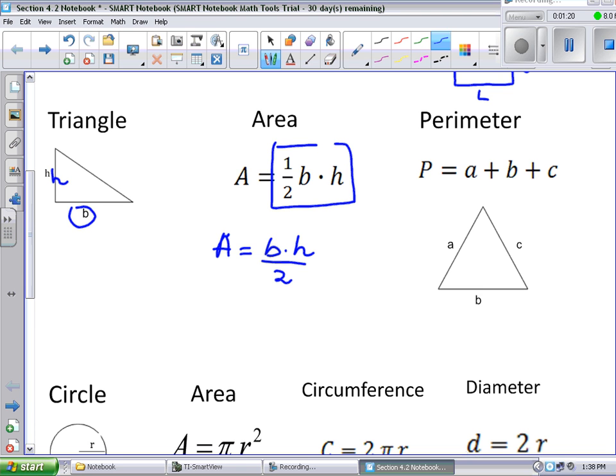When I'm trying to find the perimeter of a triangle, I'm going all the way around. So I will need to add all three sides together. The perimeter is A plus B plus C.